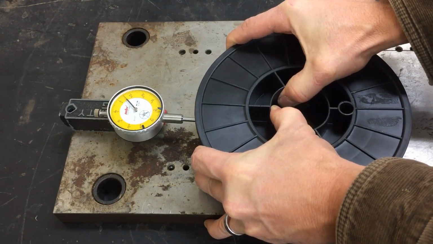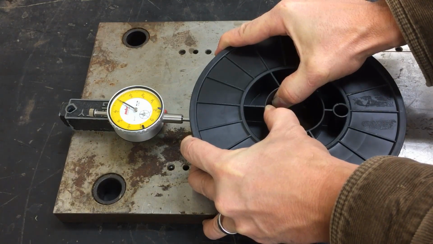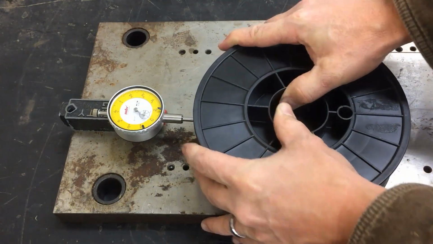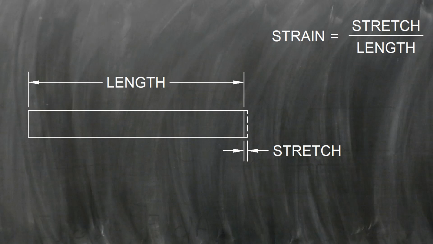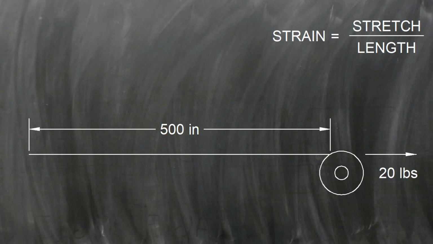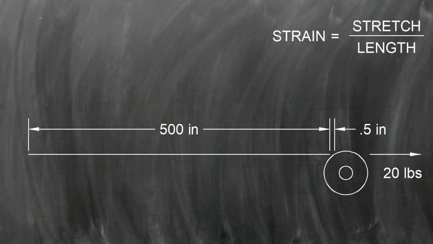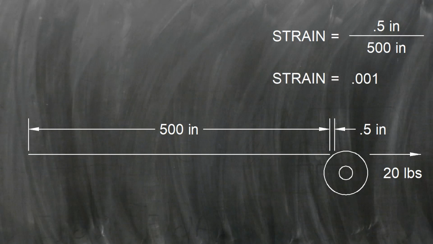Even though one wire stretched more than the other, both wires experienced the same amount of stress and the same amount of strain. Strain is the change in the length of an object divided by its original length. The longer wire is 500 inches long. By pulling on it with 20 pounds of force, I can stretch it about 1/2 inch. Since we know the change in length and the original length, we can calculate the strain. Strain is the change of length over the original length.